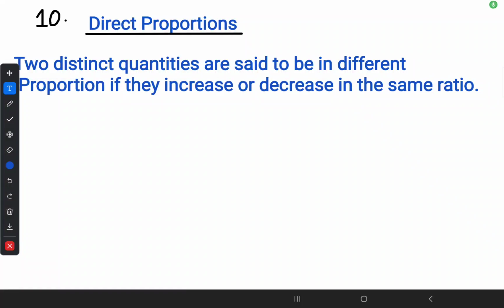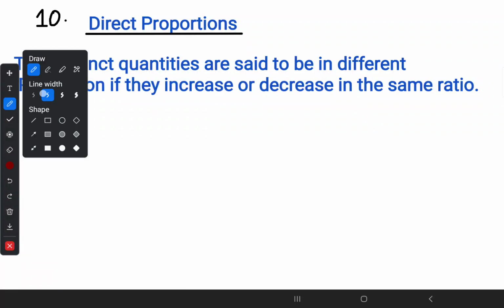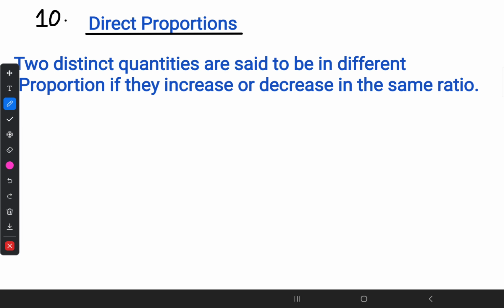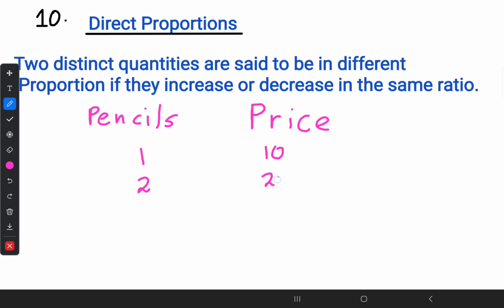Means two distinct quantities. For example, take the number of pencils and the price, the amount of money we need to pay while buying those pencils. One pencil is 10 rupees. So how much do we need to pay for two pencils? It would be double the amount of one pencil, 20. If there are three pencils, it would be 30 in price. Four pencils, 40. This relationship is called direct proportion in simple words.